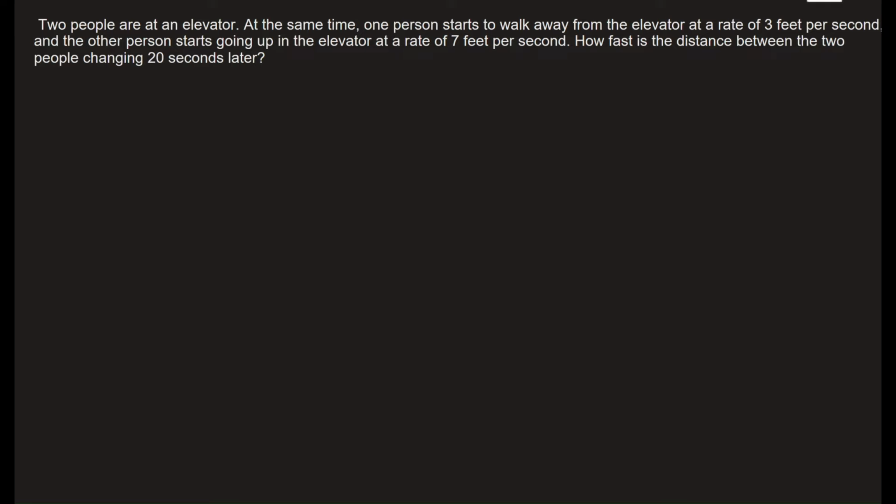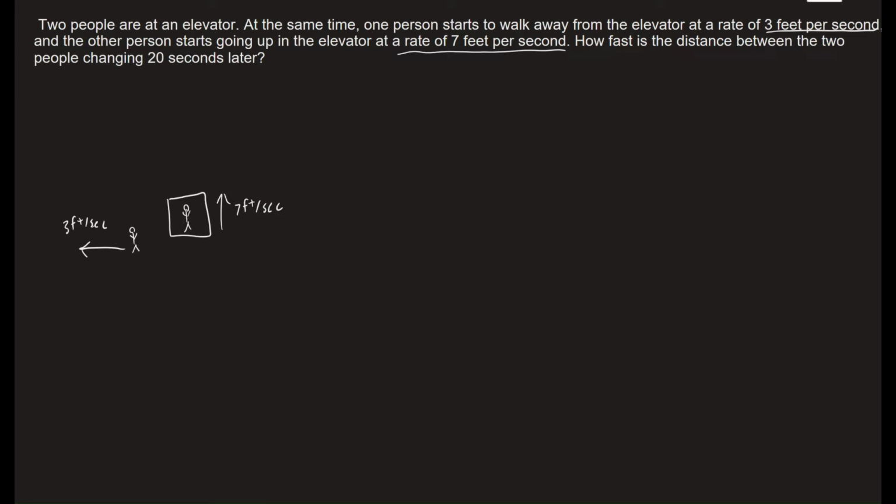So let's draw a diagram. So this is the elevator, and it says the person is moving up at a rate of 7 feet per second. So this is 7 feet per second. And it says the other person is walking away at a rate of 3 feet per second. So this is 3 feet per second. So this question is asking for how fast the distance between the two people is changing 20 seconds later.